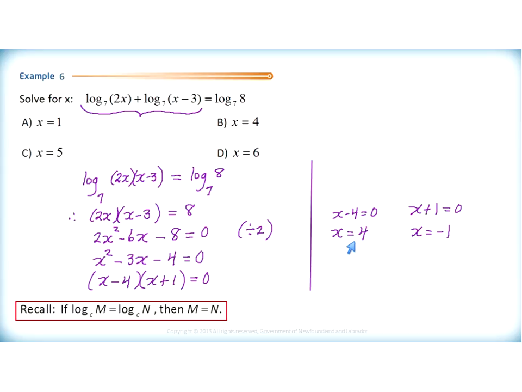So when x is equal to 4, we are actually finding the log of 8 in the first case and the log of 1 in the second case. So that means that x equals 4 is an acceptable solution.